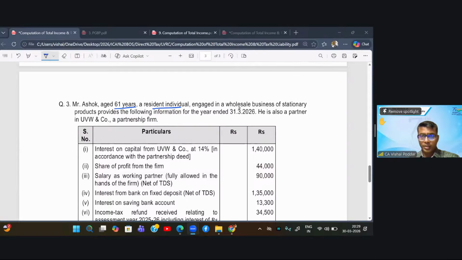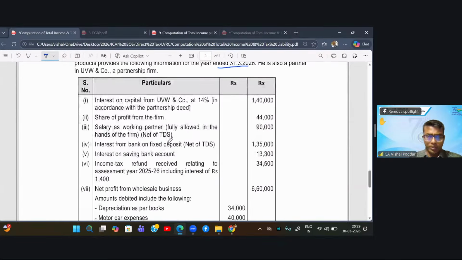Now, he is engaged in wholesale business of stationery products and he has provided you following details. Now, what are the things? He has received interest on capital from his partnership firm, at the rate of 14%. Now, you'll have to understand, students, this is his PGBP income. Whatever the partnership firm pays to the partner, in the hands of the firm the amount is allowed as a deduction, and in the hands of the partner, it is PGBP income.